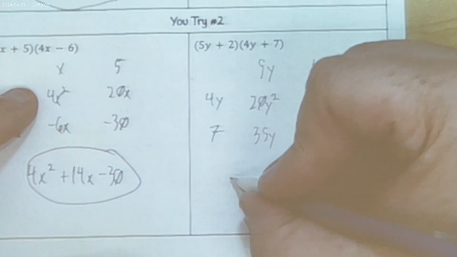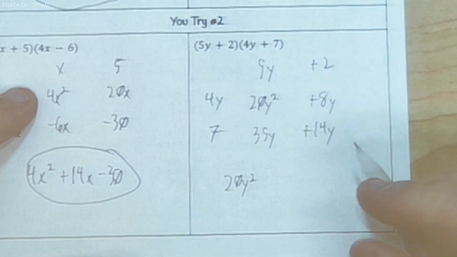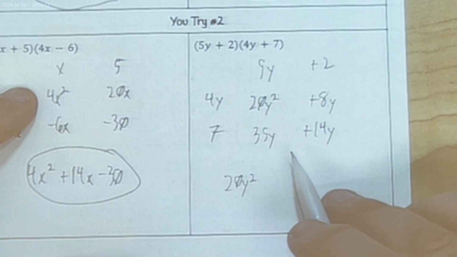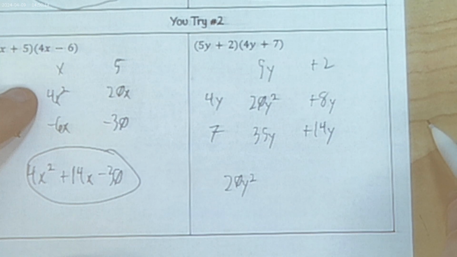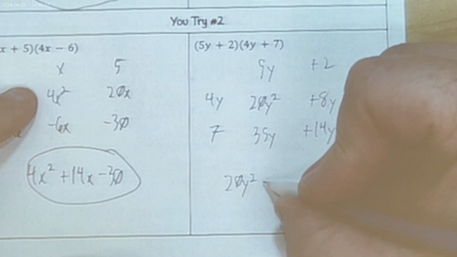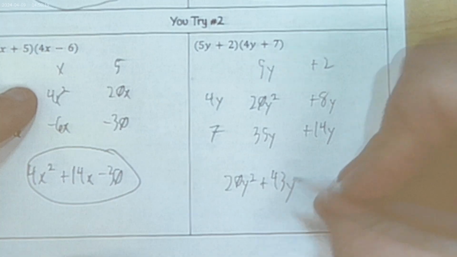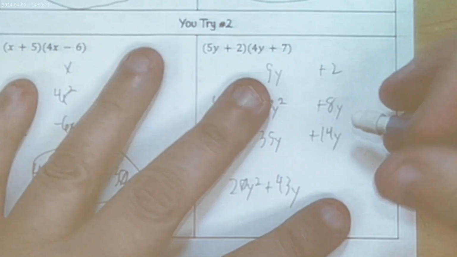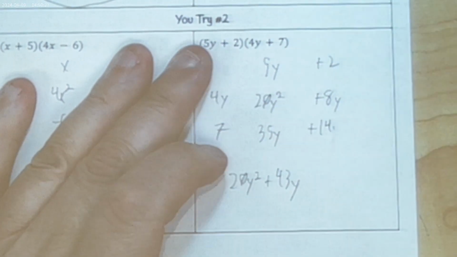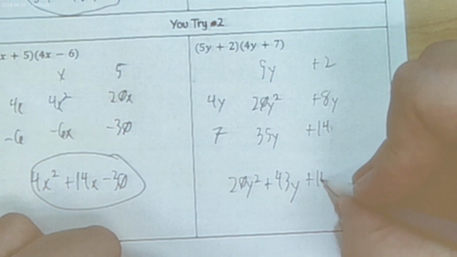So 20y squared. 35 plus 8y is going to be 43y, and then plus 14. I got a little carried away with that. Plus 14.